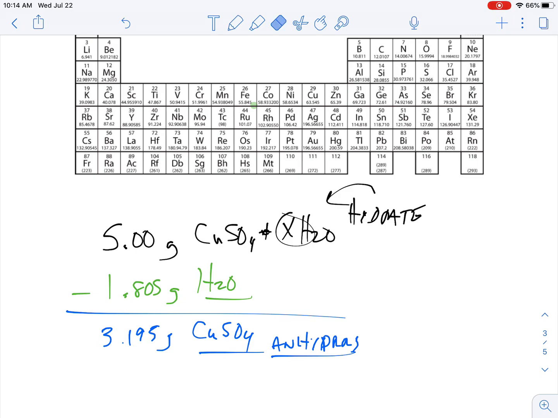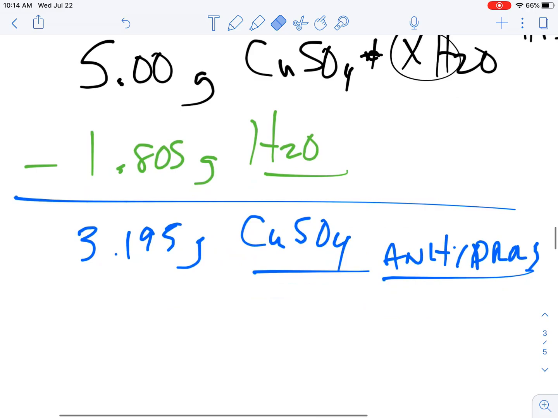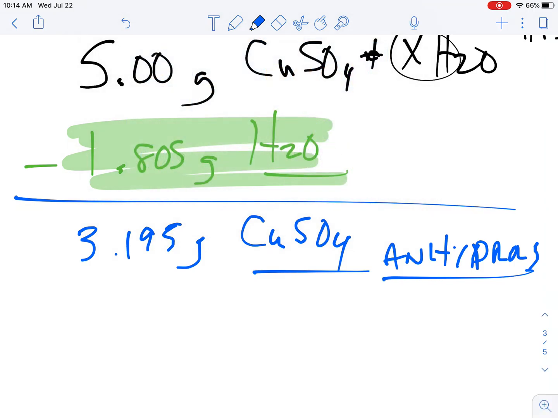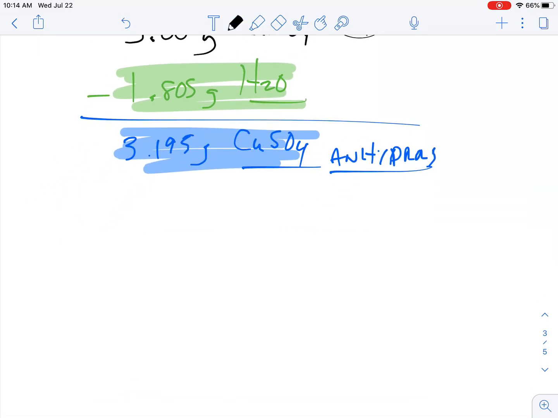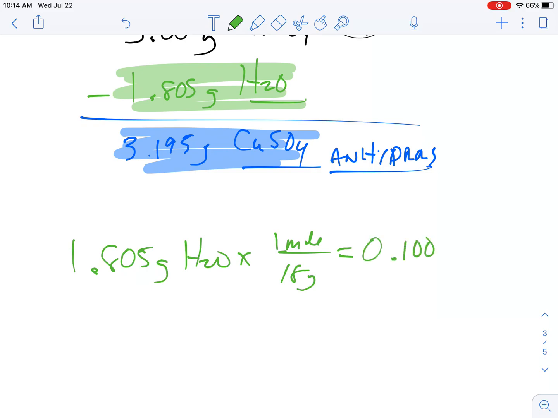Now, we're not interested in a percentage this time. We're interested, again, in figuring out what that X is. But it's easy because now I have how much water is there, and I have how much anhydrous copper sulfate is there. So all I have to do is turn each of these guys into their moles. So for my water, I have 1.805 grams of water, and water weighs 18 grams. So after all the math on that, I end up with 0.100 moles of water.